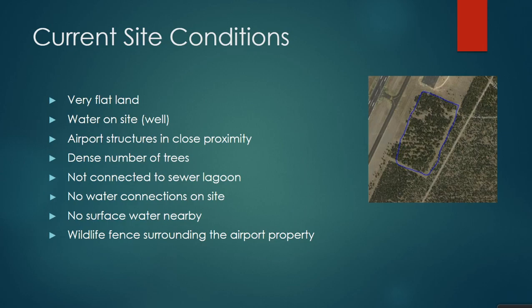And there's no surface water nearby, so containing the construction process will be fairly simple because there's no surface water to carry contaminants outside of the construction zone. And there is a wildlife fence that surrounds the entire airport property, which includes half of our property.